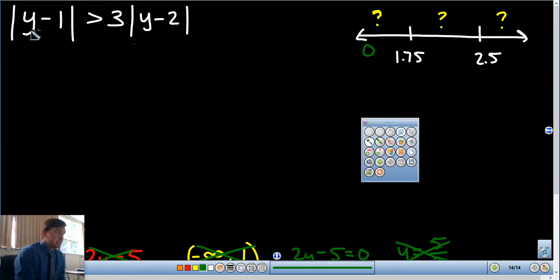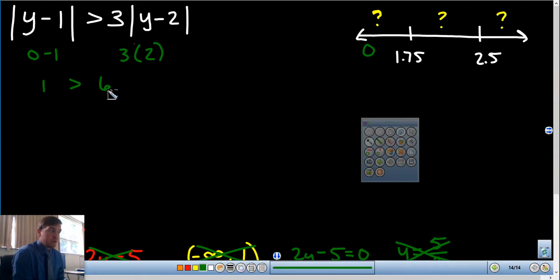Let's try 0. 0 minus 1 is -1, but when we absolute value that, we would get a 1. And then 0 minus 2 is -2. When we absolute value that, we get a 2, which is times a 3. It's a 6. So is 1 greater than 6? No, which means these numbers are not solutions.